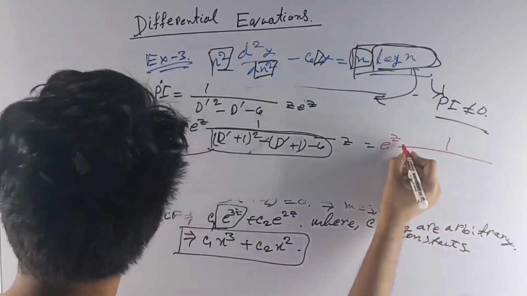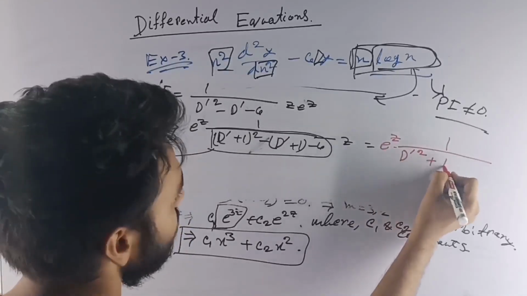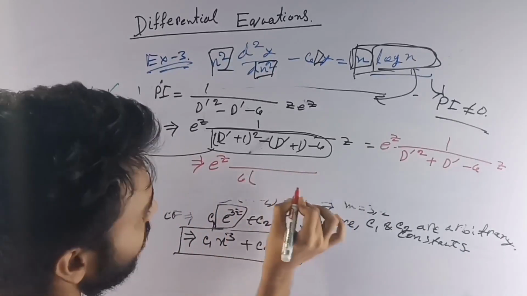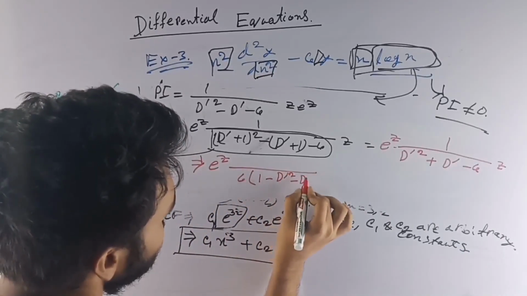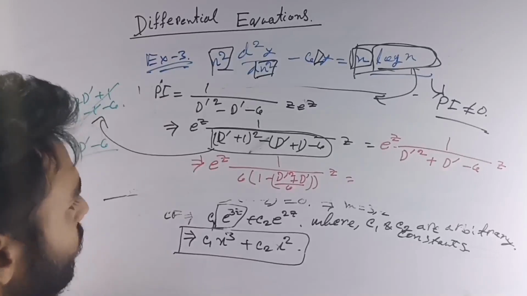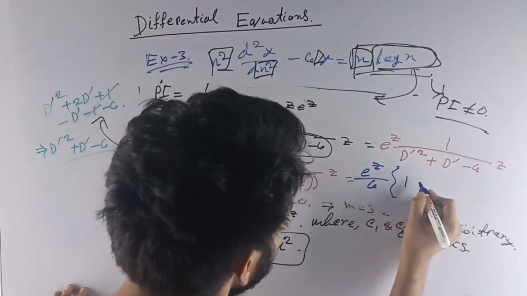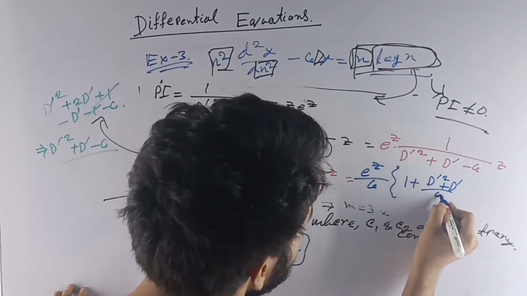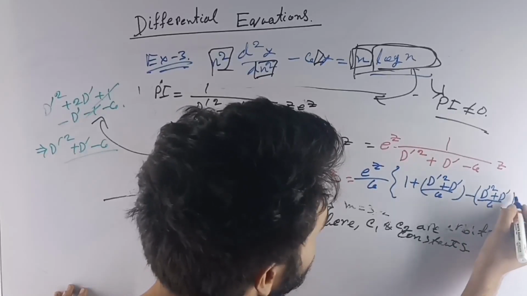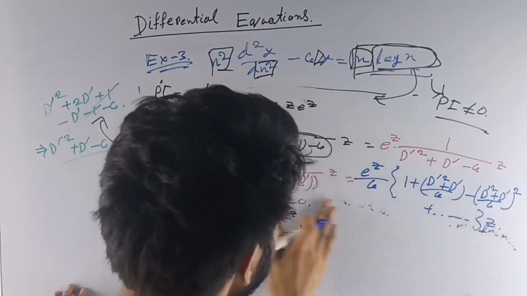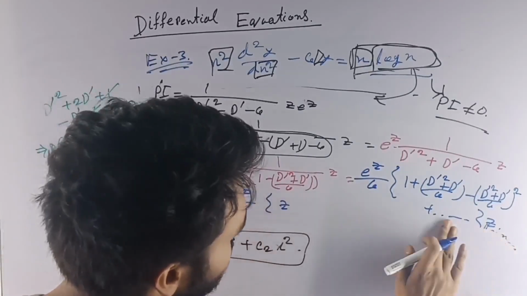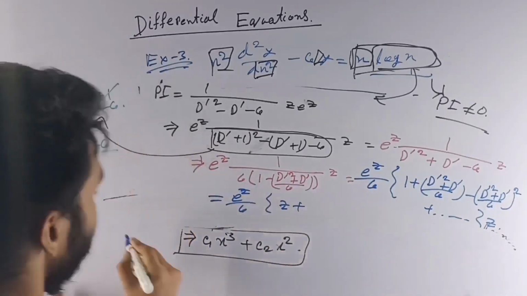Okay, e to the power z of 1 by D naught square plus D naught minus 6 of z. So e to the power z times of minus 6 is common, so minus 6 of 1 plus D naught square plus D naught minus 6 by 6 of z. So e to the power z by minus 6, that is 1 plus D naught square plus D naught by 6 minus D naught square plus D naught by 6 whole square plus dot dot dot of infinity times of z. Okay, so now first of all, that means e to the power z by minus 6 of, that's coming the z plus this.